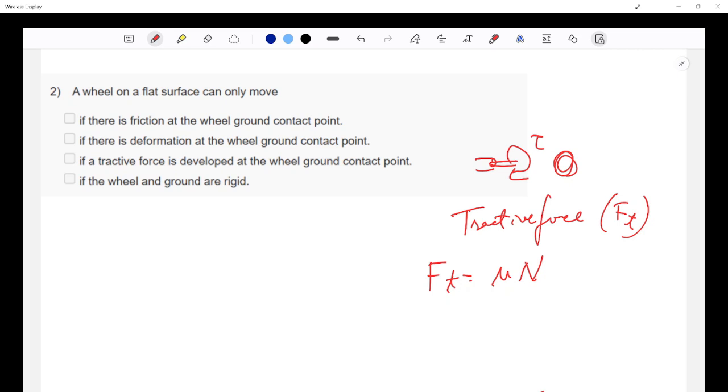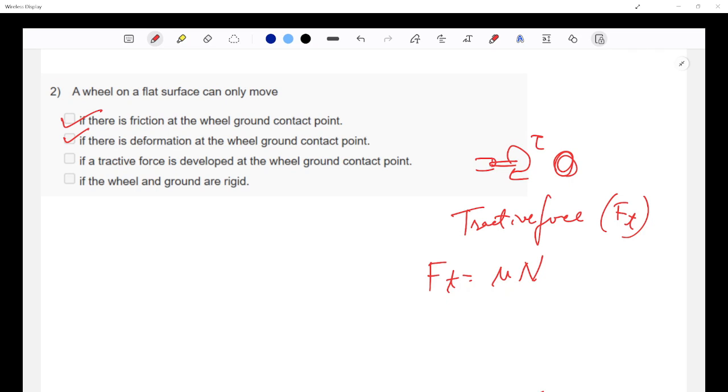Okay. Now the first option is if there is friction at the wheel ground contact point. This is true because friction provides the force needed for motion. Without friction, the wheel just spins. Okay. Second option is if there is deformation at the wheel ground contact point, this is true because real wheels are not perfectly rigid. Contact is not a point, it's an area, and deformation enables force transmission. Okay, so this is correct.